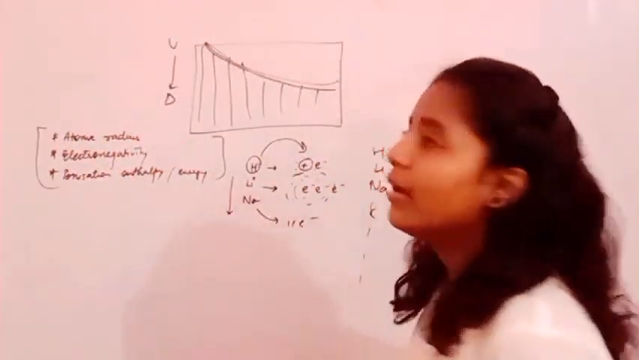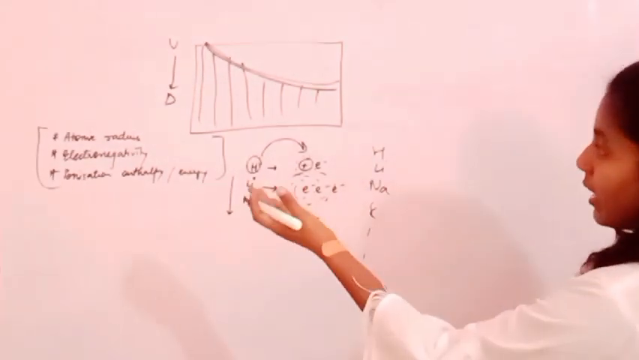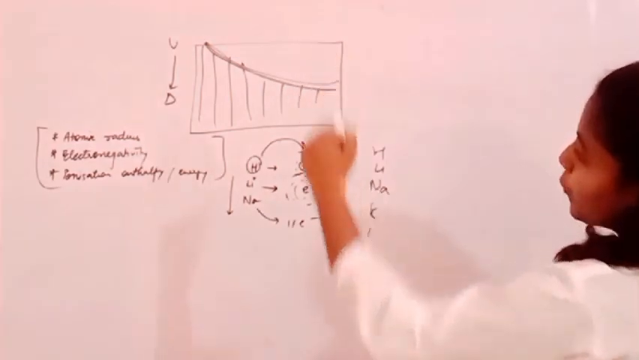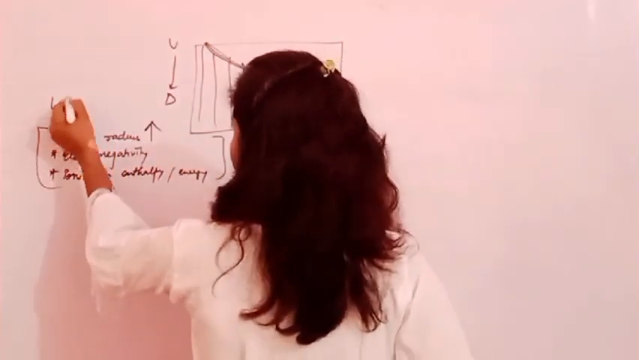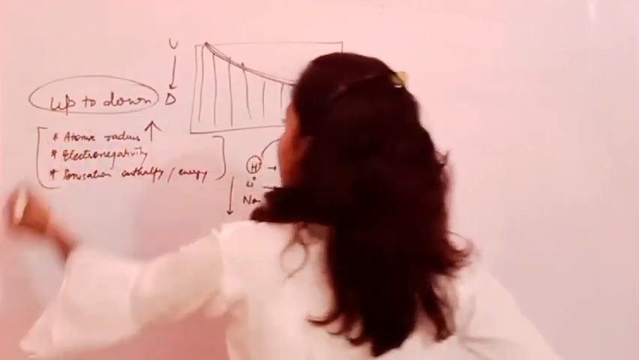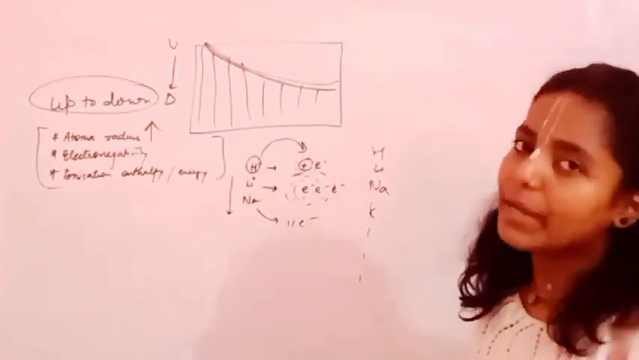So it is very clear that atomic radius, you know, atomic radius clarifies your size. Atomic radius describes the size, that is why moving from up to down the group your atomic radius increases. Up to down, atomic radius increases.